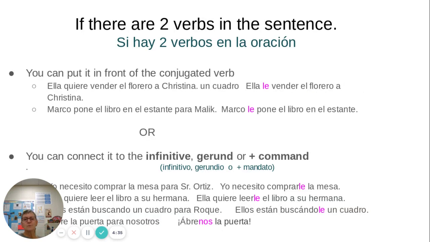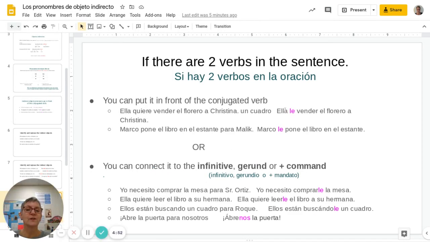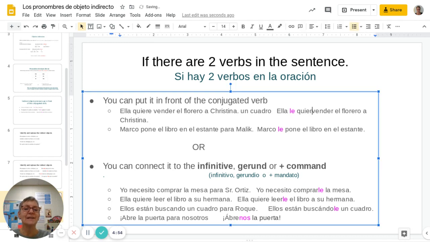Now, if there are two verbs in a sentence, we're going to treat it the same way we did with direct objects. You can either put it in front of the conjugated verb or connect it to the infinitive. This one's missing. Ella quiere vender el florero. Ella le quiere vender el florero a Cristina. So it goes in front of the conjugated verb. It's para Malik. Oh, no, should be a Malik. So we're going to replace Malik with le, and it goes in front of the verb. Marco le pone el libro en el estante.